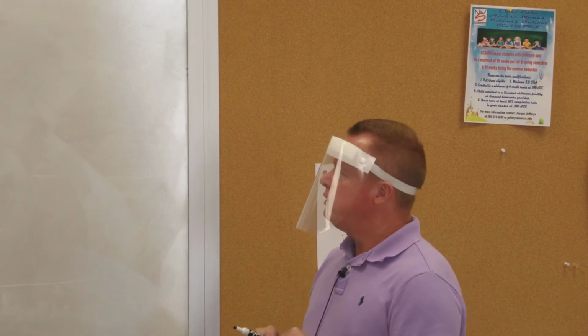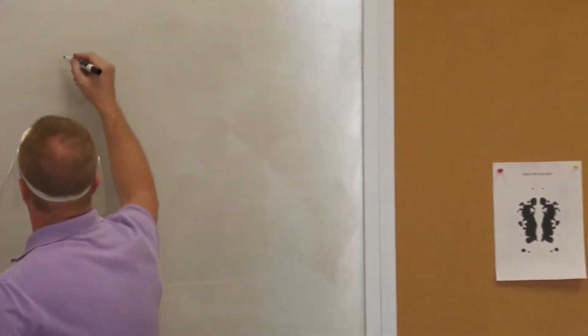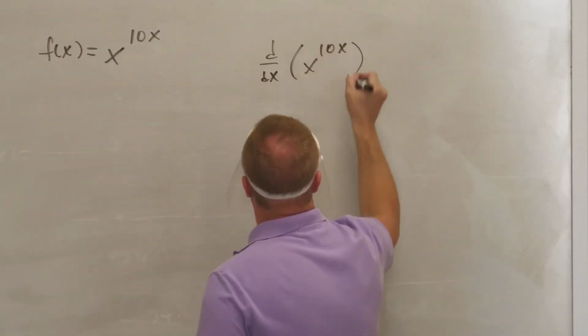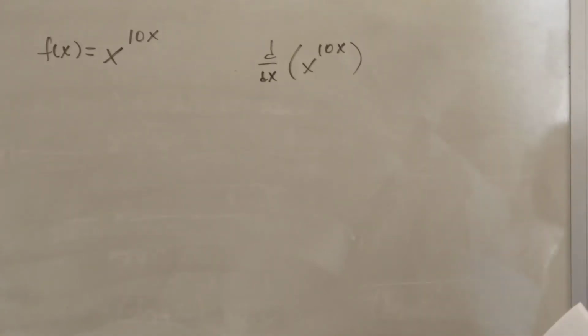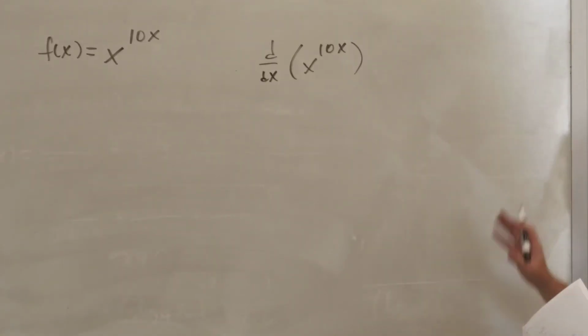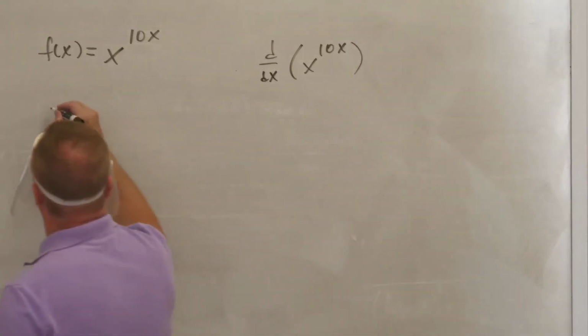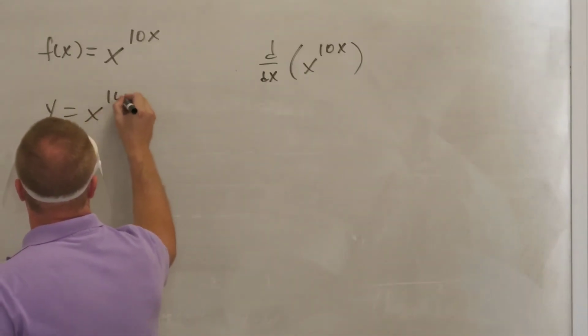Okay, so I think on the homework, you're going to get something like this. I think it's going to say, find the derivative of x to the 10x power. Okay. First, write it like this. Or write it as y equals x 10x.